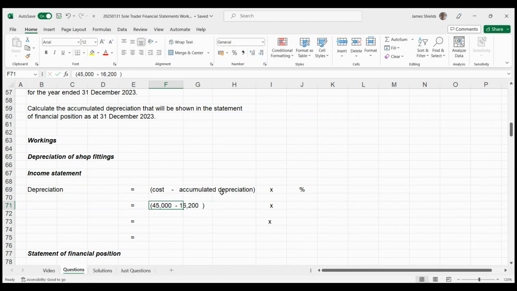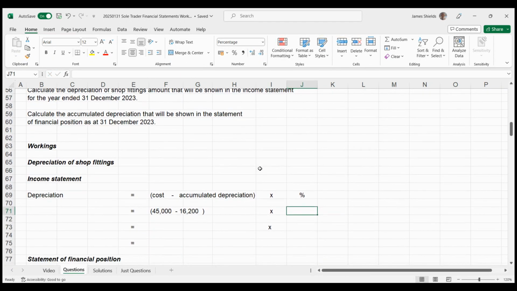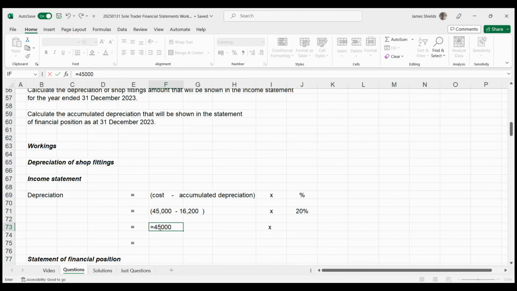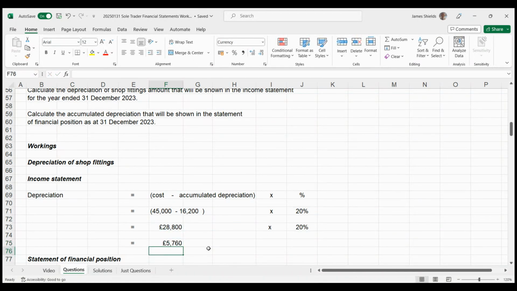That's going to be times the percentage. So back to the question for the percentage. The percentage was 20%. So we've got 45,000, take away 16,200, and that's going to give us 28,800. That's going to be times by our 20%. So the depreciation charge in the income statement will be 28,800 times 20%. That's going to give us 5,760. So it's going to be on the income statement, a depreciation charge for the year for shop fittings. That'll be in the expenses section.